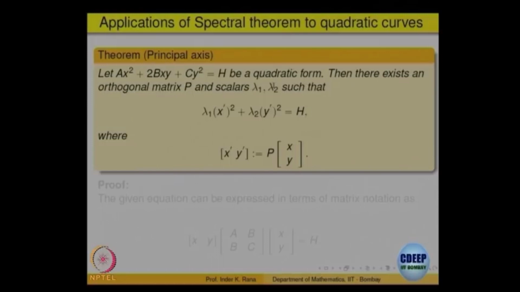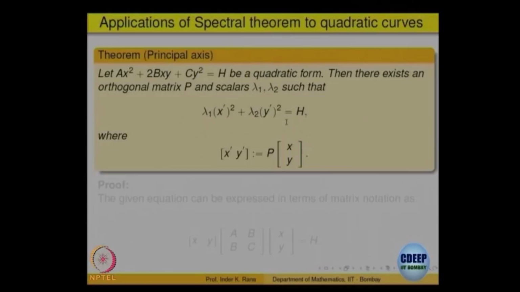The claim is that given a quadratic form, there exists an orthogonal matrix P and scalars lambda 1 and lambda 2 such that this equation in new variables looks like lambda 1 x dash square plus lambda 2 y dash square equal to h, where x dash, y dash are related to the old variables x, y by that matrix P. So the change of variable we are doing is this: x, y is the original variable, and you can find an orthogonal matrix P and define new variables x dash, y dash by multiplying x, y by P. In the new variables this equation looks like this only.